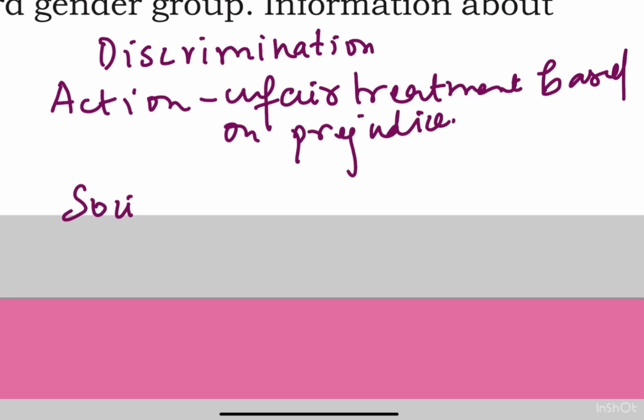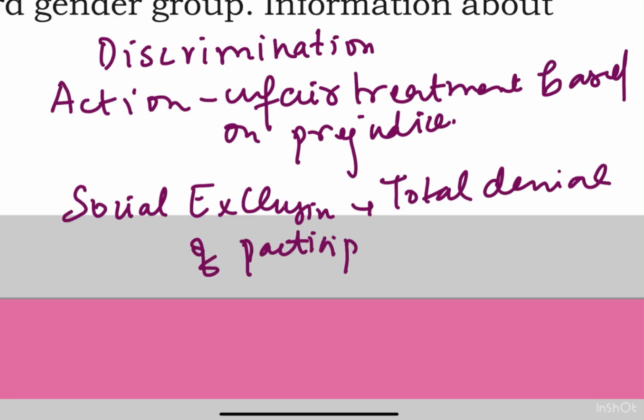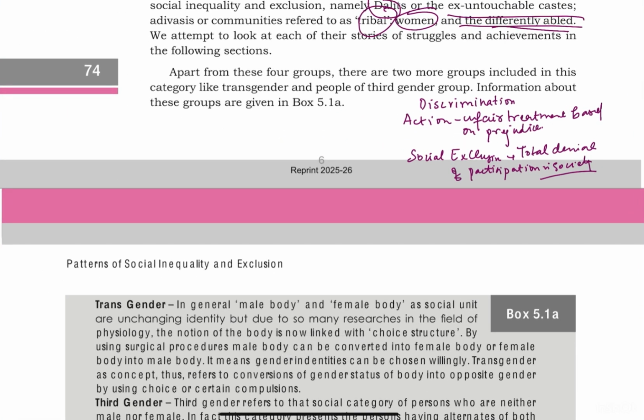Whereas social exclusion is the total denial of participation. You are not at all allowing the individual to participate in society. Like the tribal people, they were not given voting rights in the past, and they were denied hospitals or banks. So this is the main idea of the difference between discrimination and social exclusion.